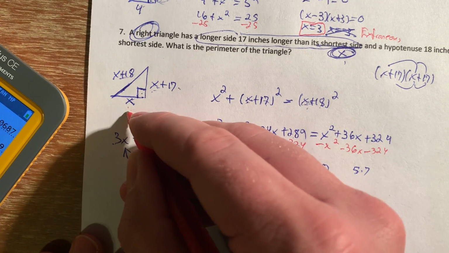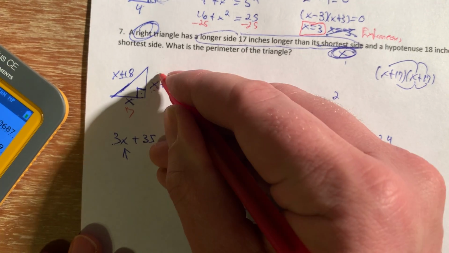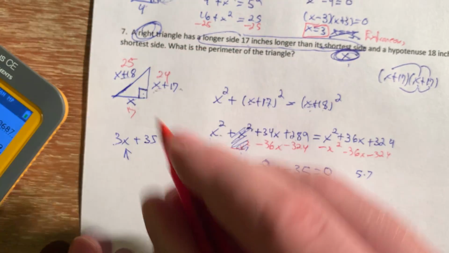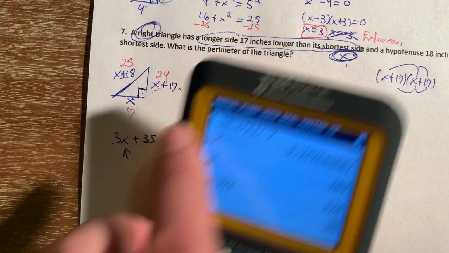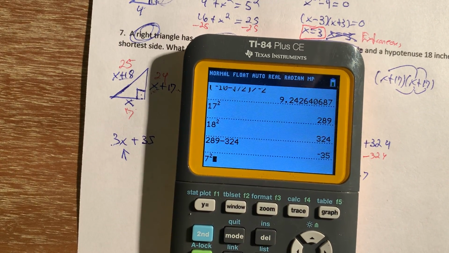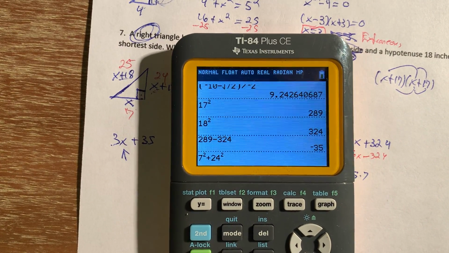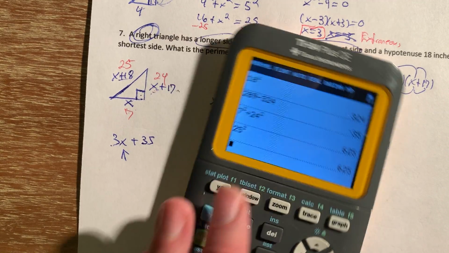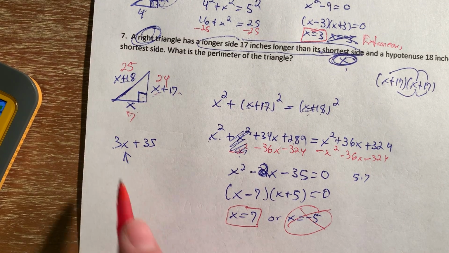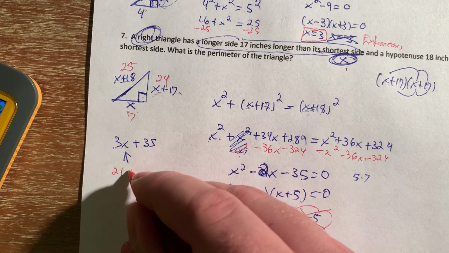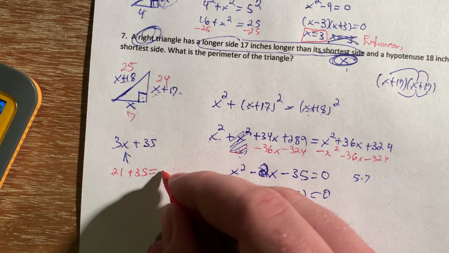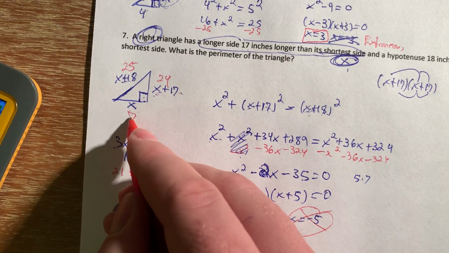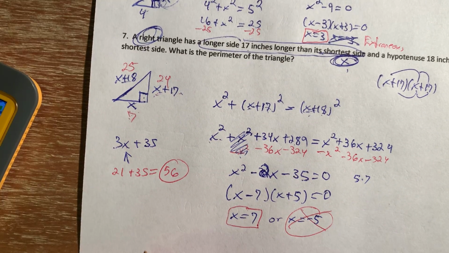So this length was 7. This length was 7 plus 17 is 24, and this length is 7 plus 18 is 25. Notice that if I do a squared plus b squared, 7 squared plus 24 squared, it will equal 25 squared. And since x was 7, 3 times 7 is 21 plus 35, the perimeter of the triangle is 56. Or I could have plugged in here and then added these up. So 31 plus 25 is 56.